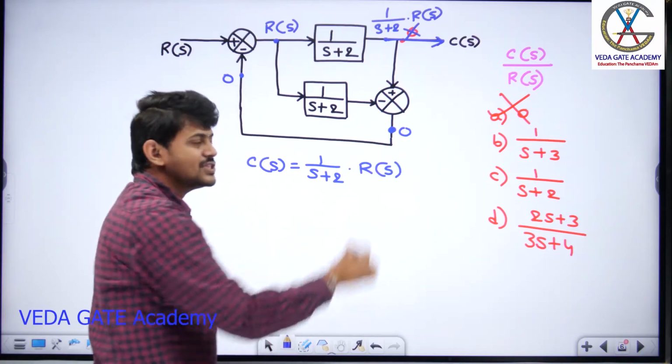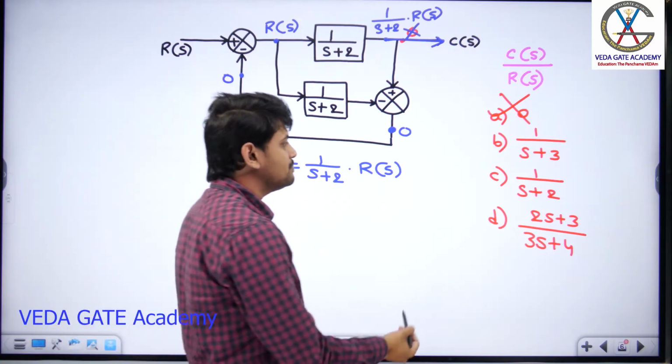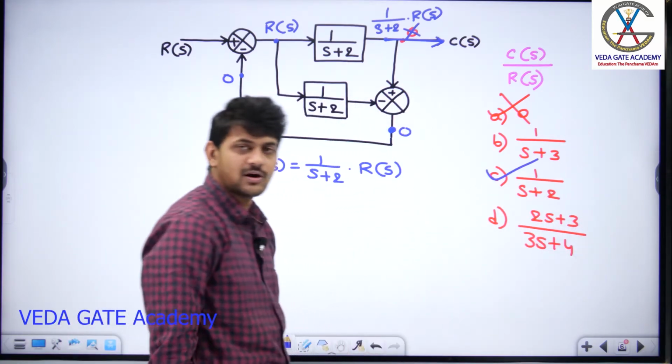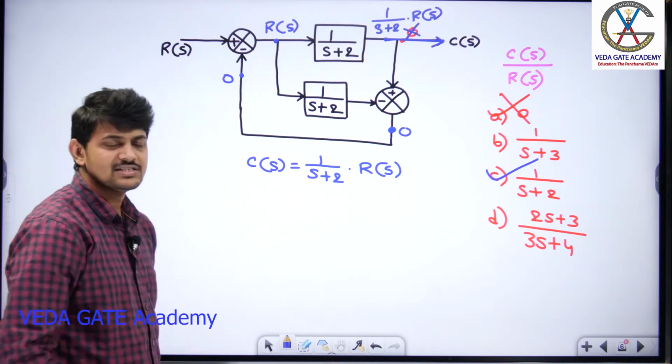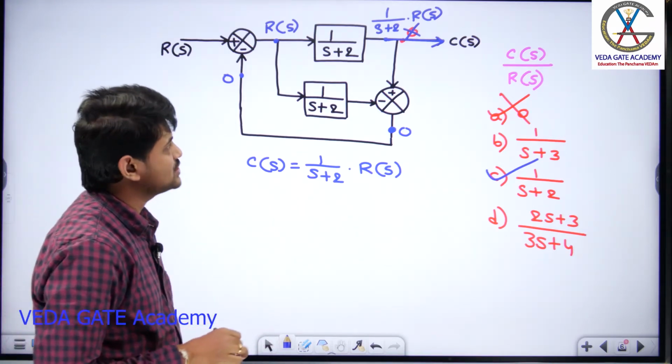And what is our interest in this question? We need to determine C of S by R of S. Can you tell me what is C of S by R of S here? Simply 1 by S plus 2. So the answer is 1 by S plus 2. This is, I can say, the signal assigning procedure in our common terminology. So what is the answer? 1 by S plus 2 is the answer.